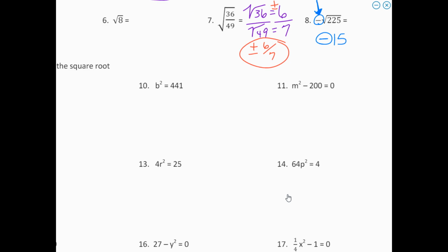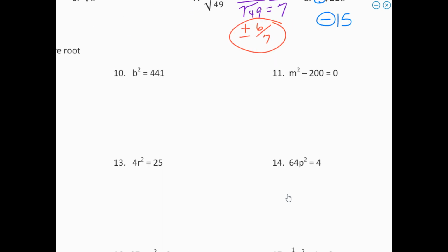So now let's look at numbers 10 and 11 real quick. Now, if we want to solve and figure out what the root is, it is the same process, because if I have something squared, how do I undo squaring something? Square root. So if I want to undo b squared, I have to take the square root of it. Because it's b squared equals a number, right? To get just b, I have to take the square root of both sides.